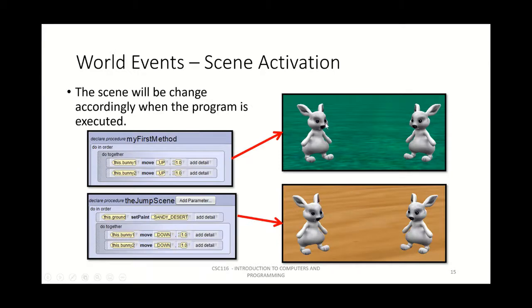So this is the example. You have two scenes. The first scene is here, using the grass background. Then the second scene that you have created with a new method, the jump scene, we change to the sandy desert. So when we run, it will change from this grass to the sandy desert. This is the coding for both scenes. The scene will be changed when the program is executed. This also I will show you.